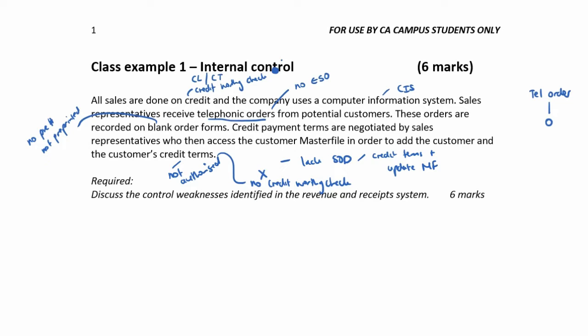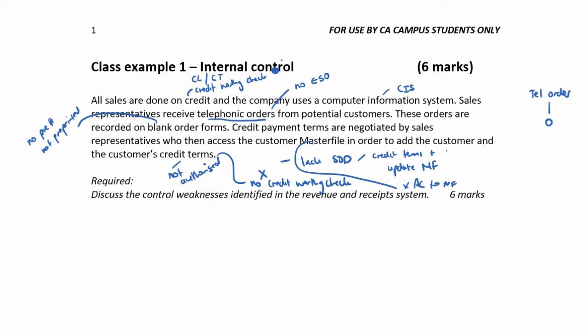Finally, my next concern, not only the lack of segregation of duties because this person determines the terms and updates the master file, it's my access controls to the master file. Remember, master files carry very important information, so not having the controls around who gains access to that means anybody can go and create customers and then make sales to those people. Alright, so now we get to our required.